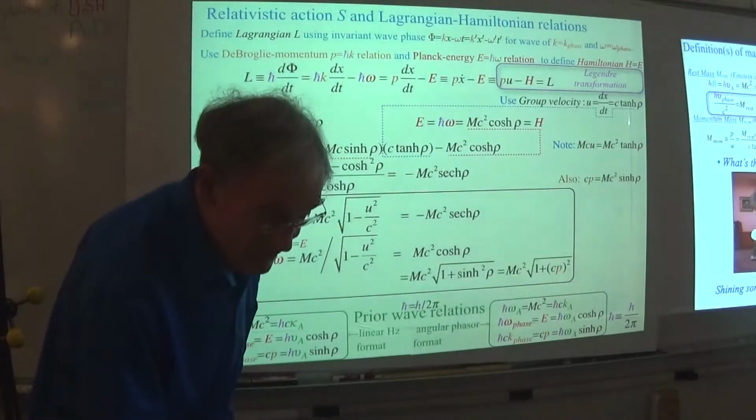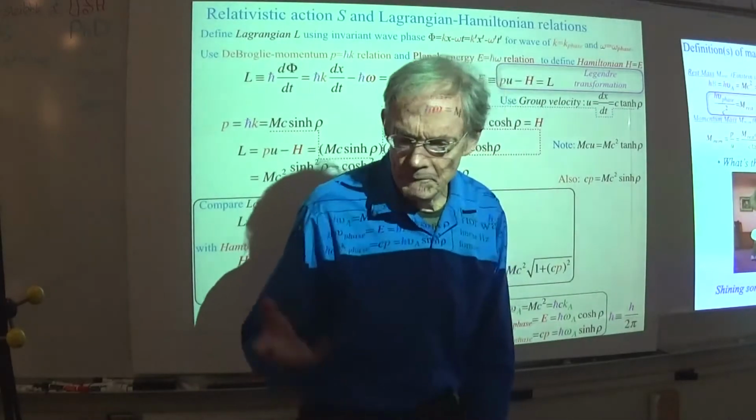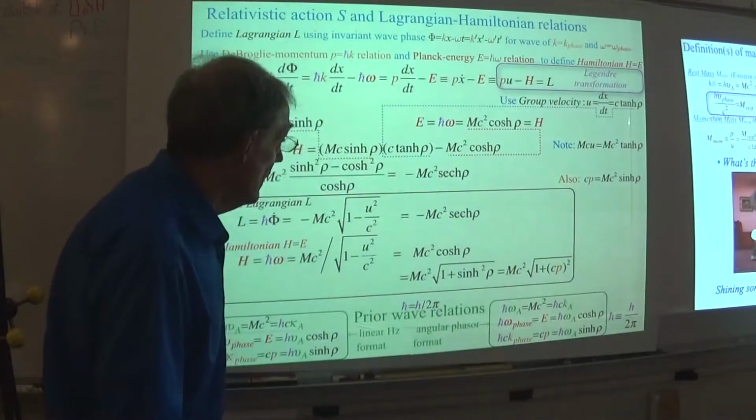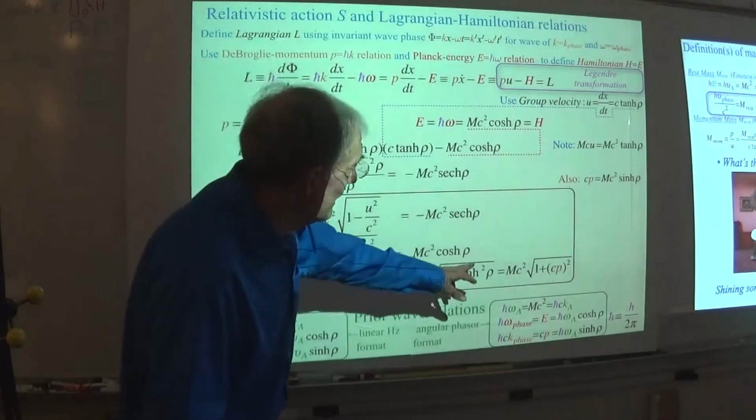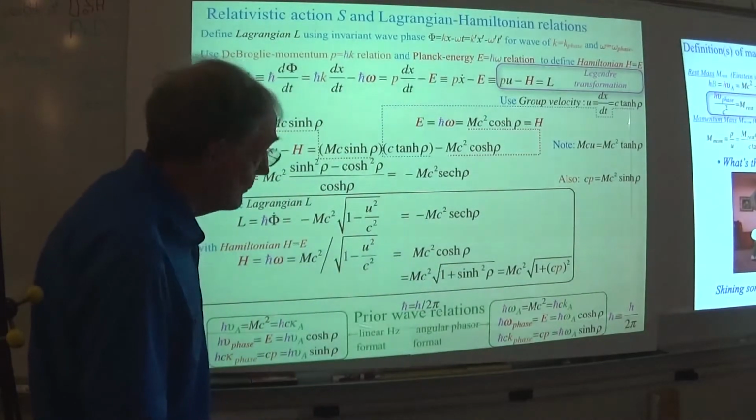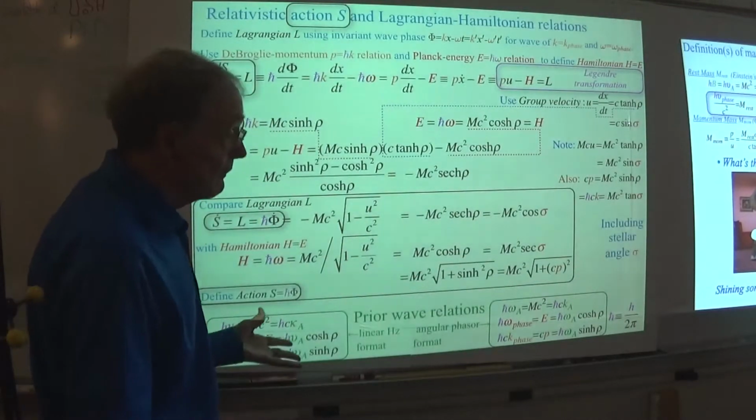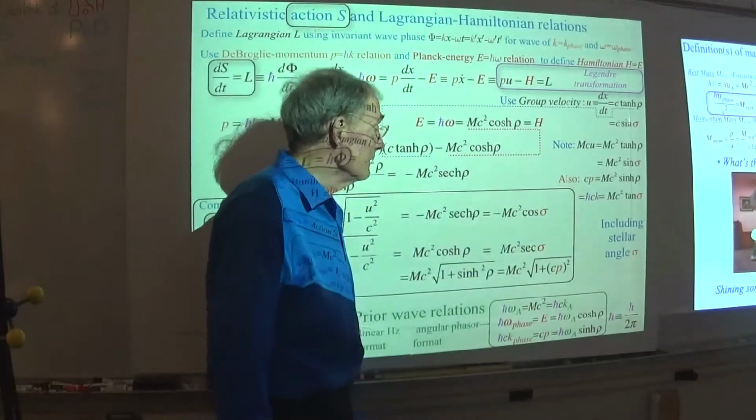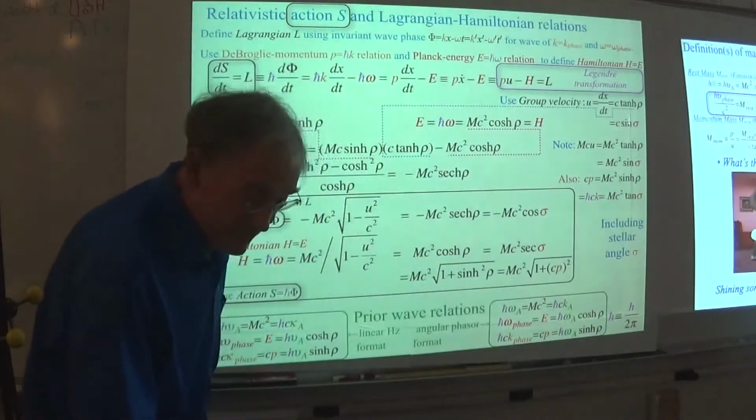Now, as we look at these tables, well, I think I can show one in just a minute here. It's another way to write it, okay? That's the Hamiltonian again, just to get it right. And there's another way to write it in terms of stellar angle. Okay, one's the cosine, the other's secant. One's a minus sign, one's a plus.